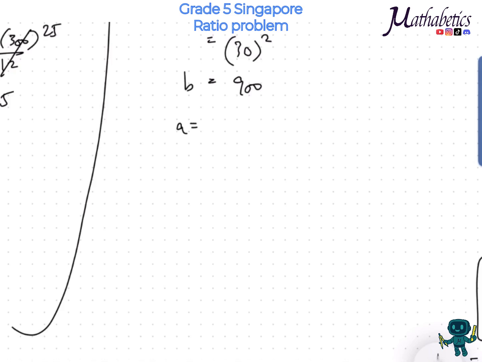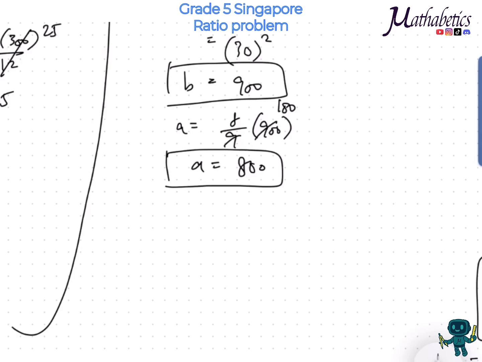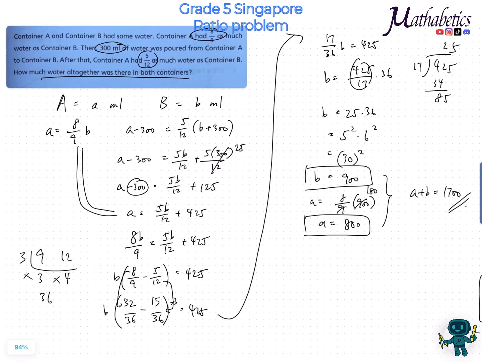What's A? A is just 8/9 of 900. So that's 100. So we know that A is 800. So we found it. So we know that A plus B is equal to 1700. We found it. Now that's a lot of work. Okay, now what about for the second method?